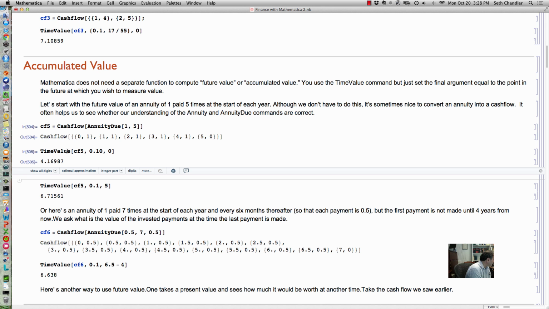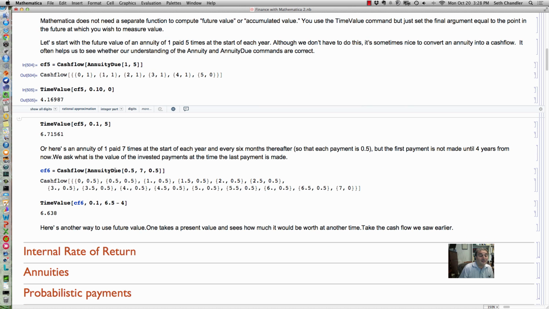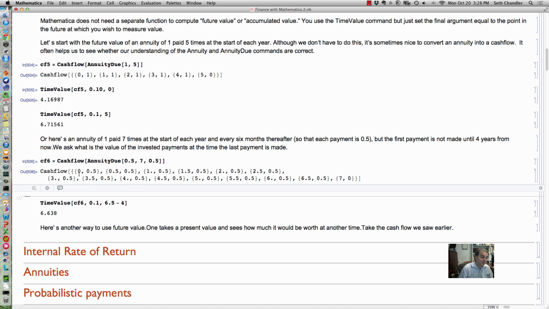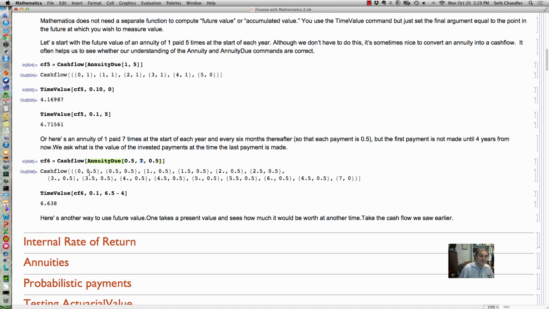With me? Okay. Here's one. This is a little more complicated. This says, what's the value of an annuity that pays $1 each year, but it breaks it up into 2 chunks, and it's paid 7 times. If I look at the cash flow representation of it, it's going to tell me you're getting half a dollar at time 0 and half a dollar at time 1/2 and half a dollar at time 1, etc. And in all, there aren't 7 payments made. There are actually 14 payments made.